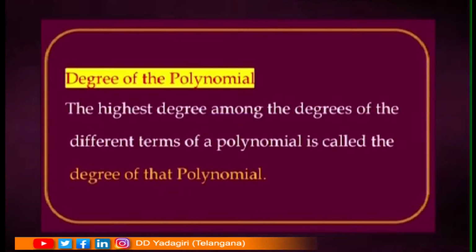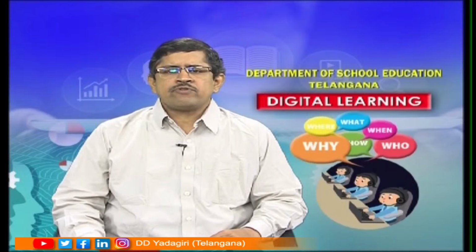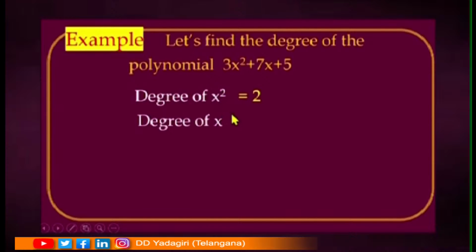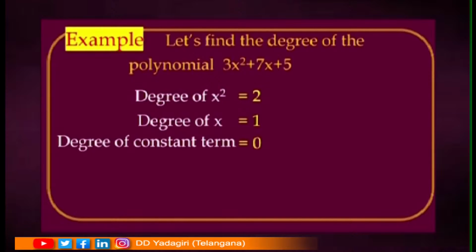The highest degree among the degrees of the different terms of the polynomial is called the degree of that polynomial. So let us find the degree of the polynomial 3x square plus 7x plus 5. You have 3 terms here. One is 3x square, second is 7x, and third is 5. The degree of 3x square is 2 because the power is 2. The degree of 7x, with no visible power, is 1, since the exponent is 1. The degree of the constant term is 0. Out of these 2, 1, 0, which is the maximum? 2 is the maximum, so the degree of the polynomial is going to be 2.